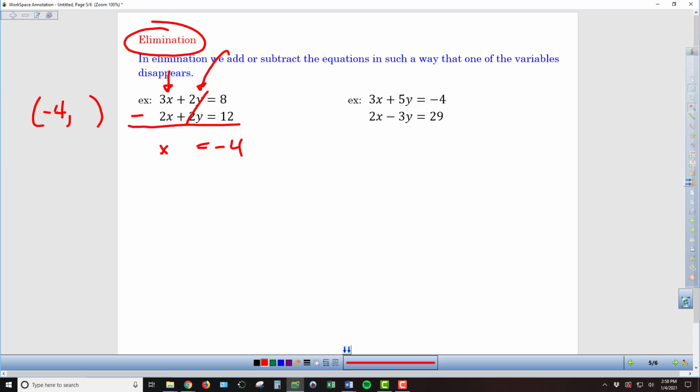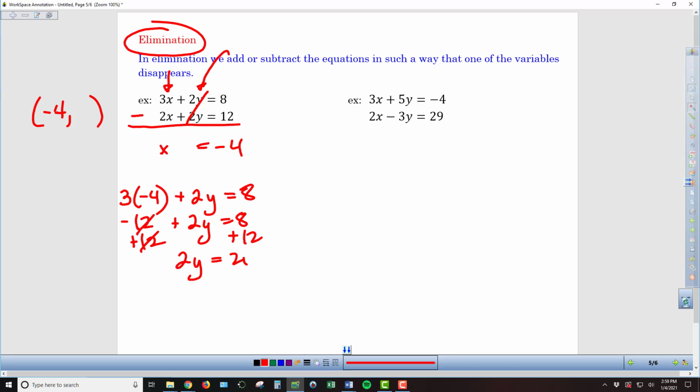But if we go to that top equation, I'll have 3 times negative 4 in place of x plus 2y equals 8. So 3 times negative 4 is negative 12 plus 2y equals 8. If we add 12 to both sides, we're going to get 2y equals 20. So then if we divide both sides by 2, we get y equals 10. So now we've got negative 4, 10 is the intersection point of these two lines.